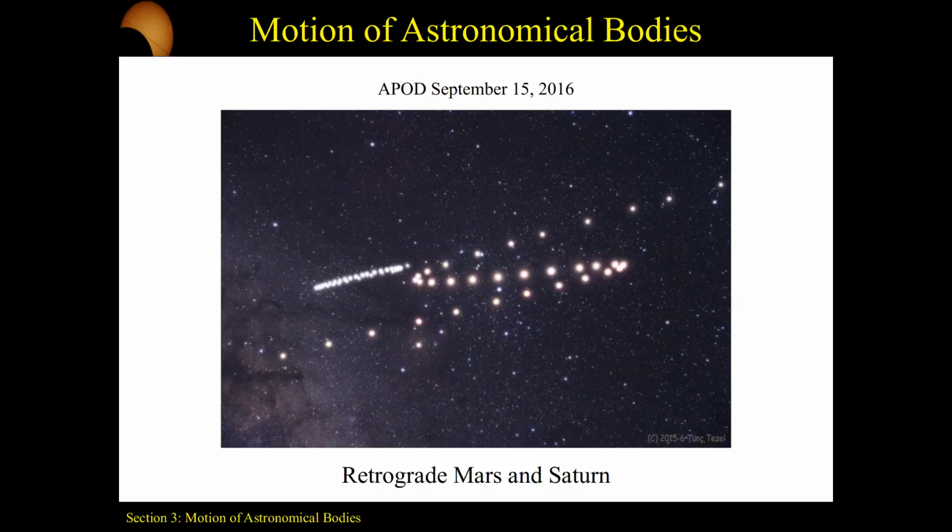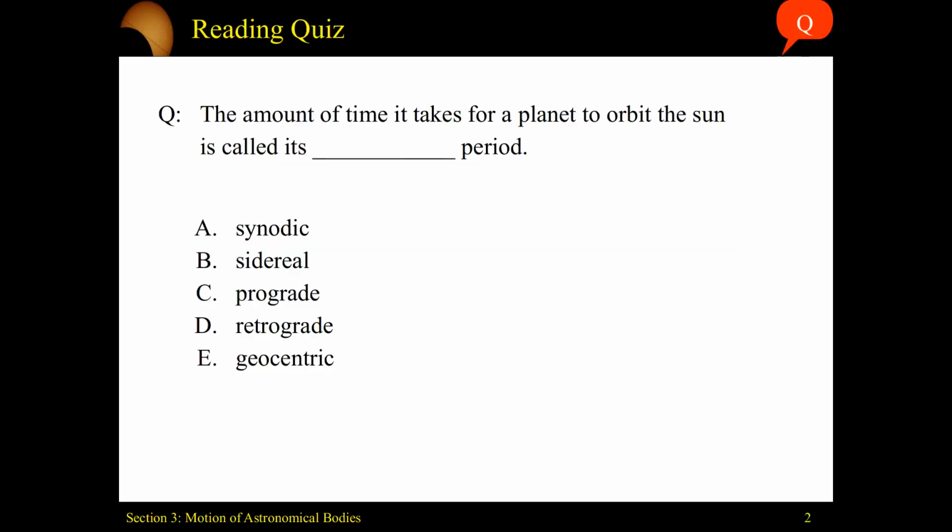Welcome to Section 3, the motion of astronomical bodies. Here in our picture for the day, we have a wonderful example of retrograde motion. And this we'll see sequence images showing Mars as it's going through its prograde, then retrograde motion. And this will be over a couple of days. And along with that, in this case, because of the alignments, you can actually see Saturn going through its retrograde motion. So with that, let's just dive right into the material and ask our reading quiz question.